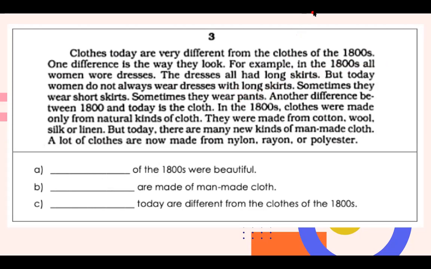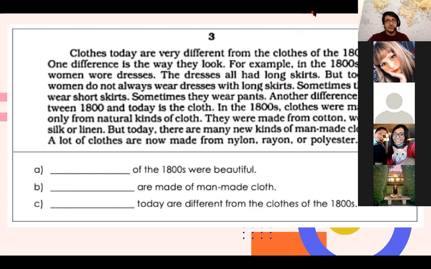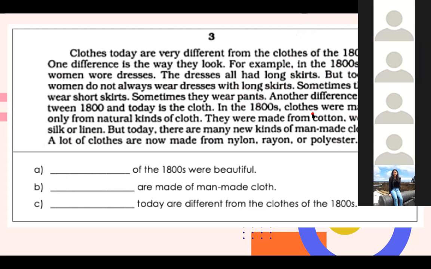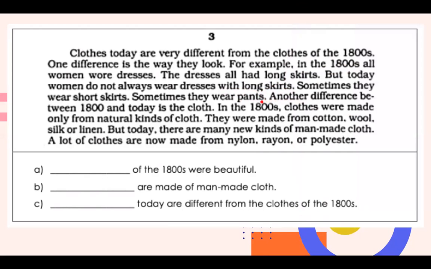Can you pick a classmate to continue reading? ¿Alguien que no haya leído? Si escoges a alguien. Valentina? Okay, yeah, Valentina. Another difference between 1800 and today is the cloth. In the 1800s, clothes were made only from natural kinds of cloth. They were made from cotton, wool, silk, or linen, but today there are many new kinds of made clothes. A lot of clothes are now made from nylon, rayon, or polyester.